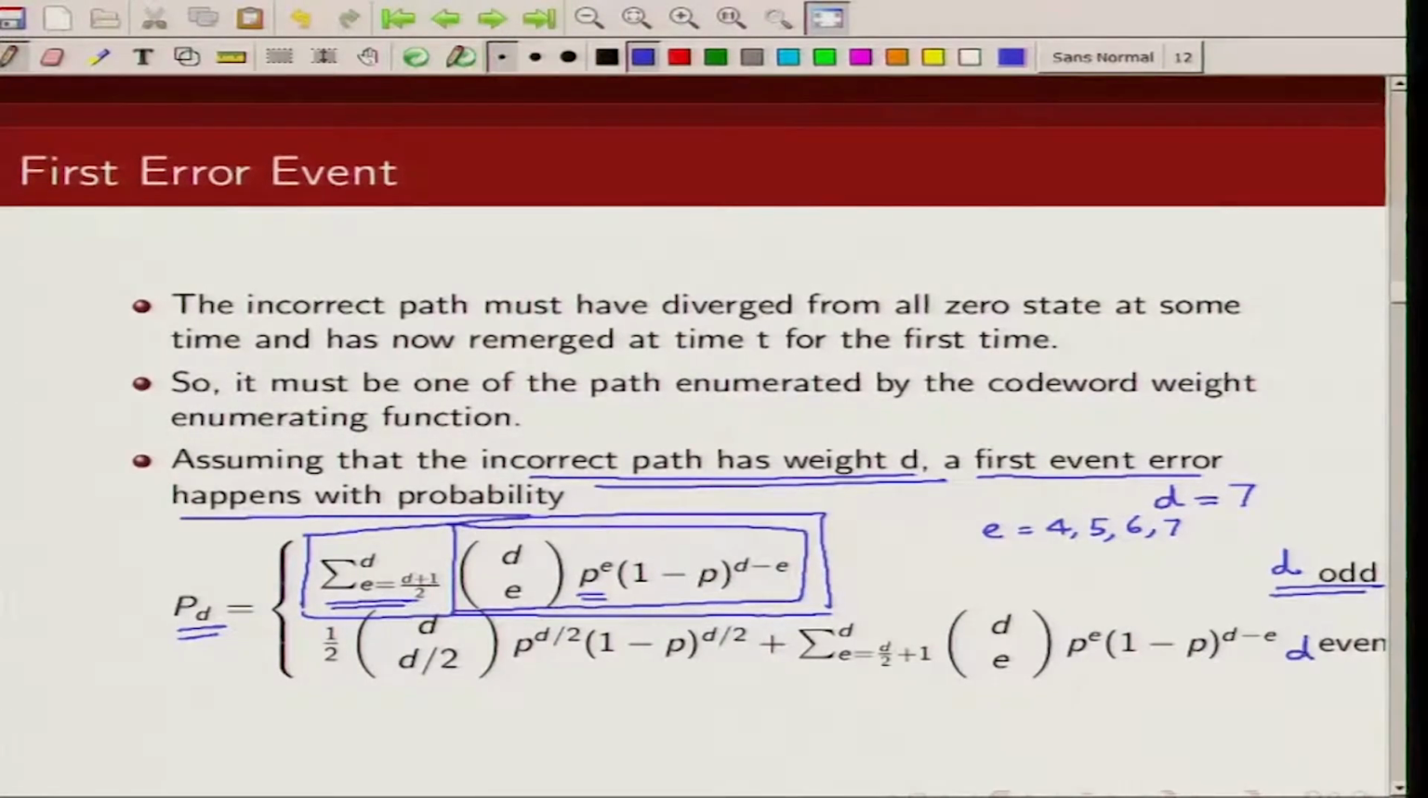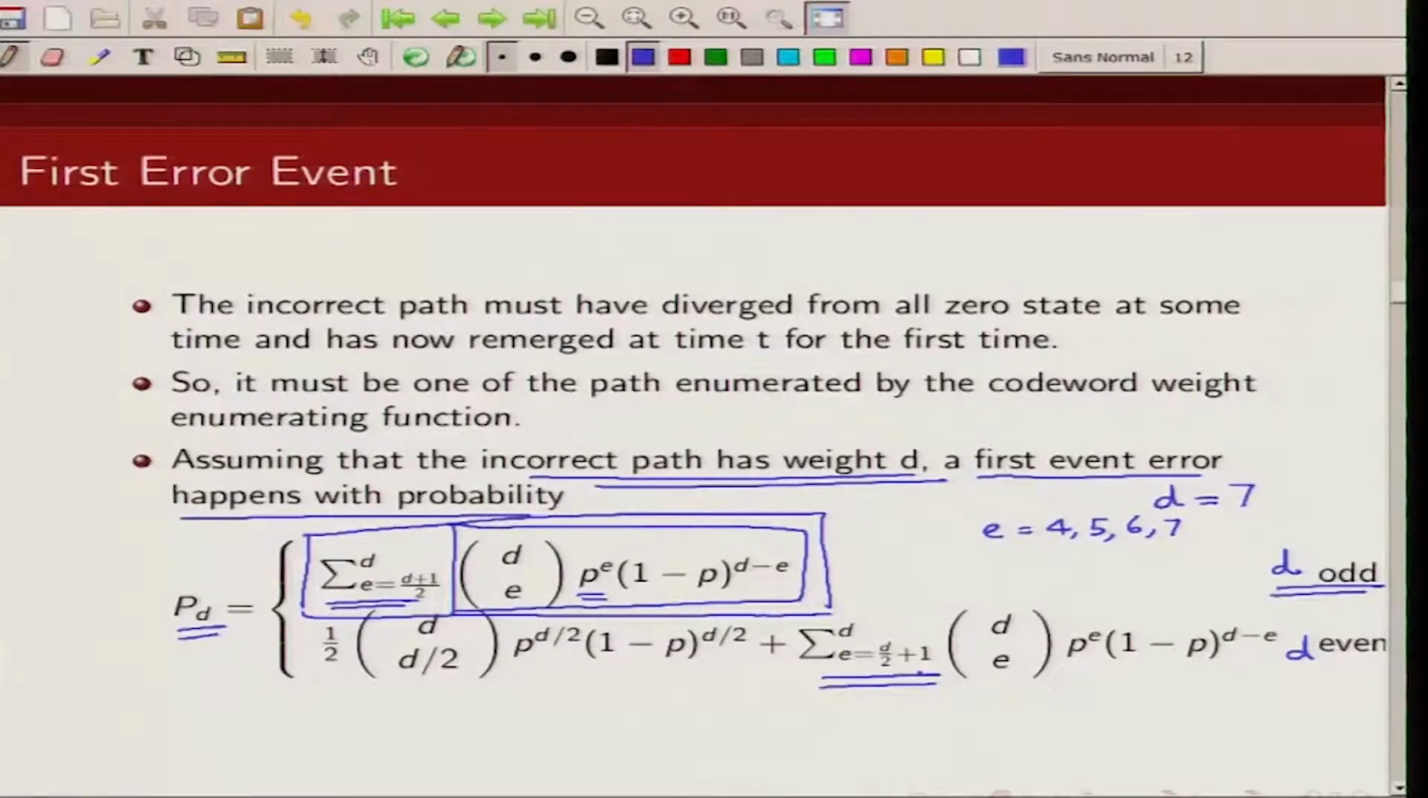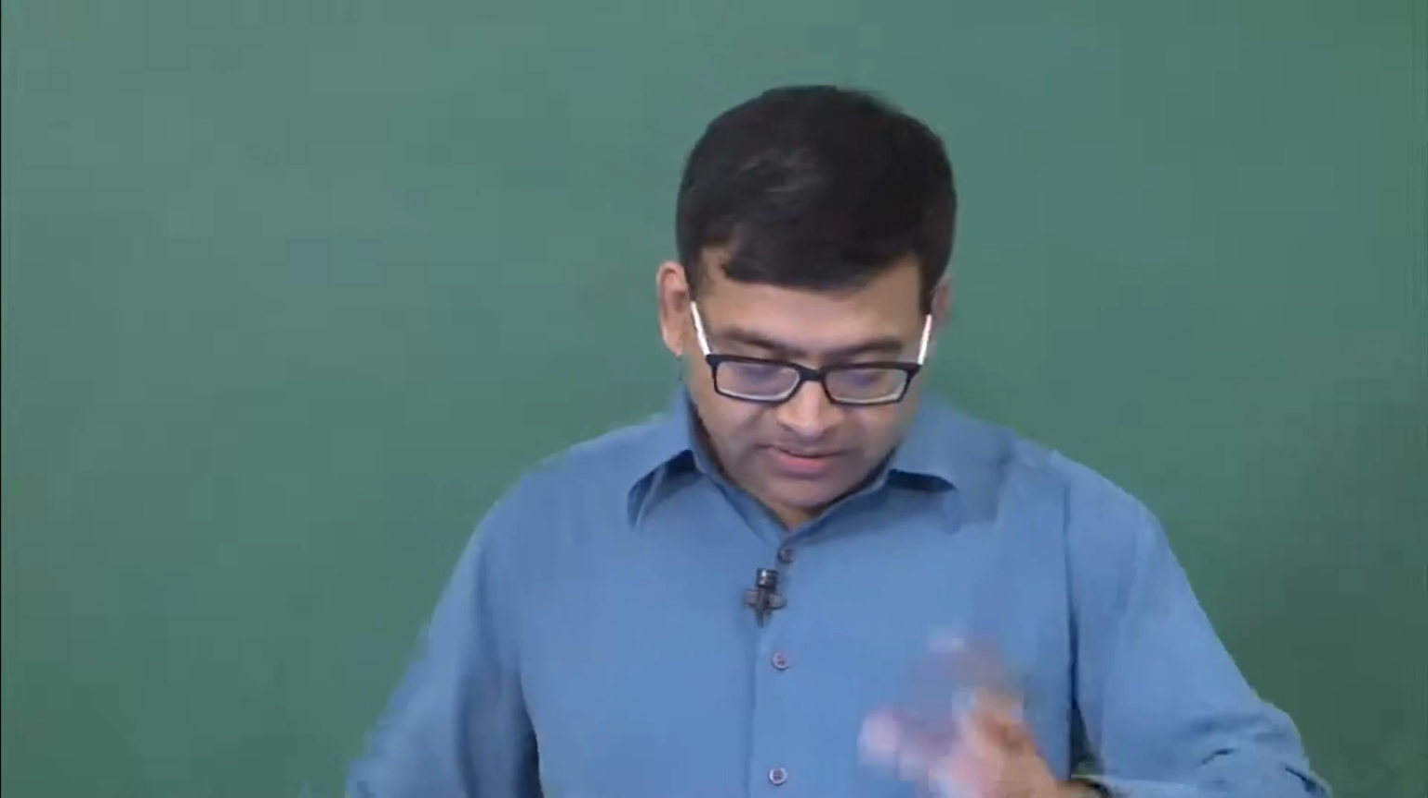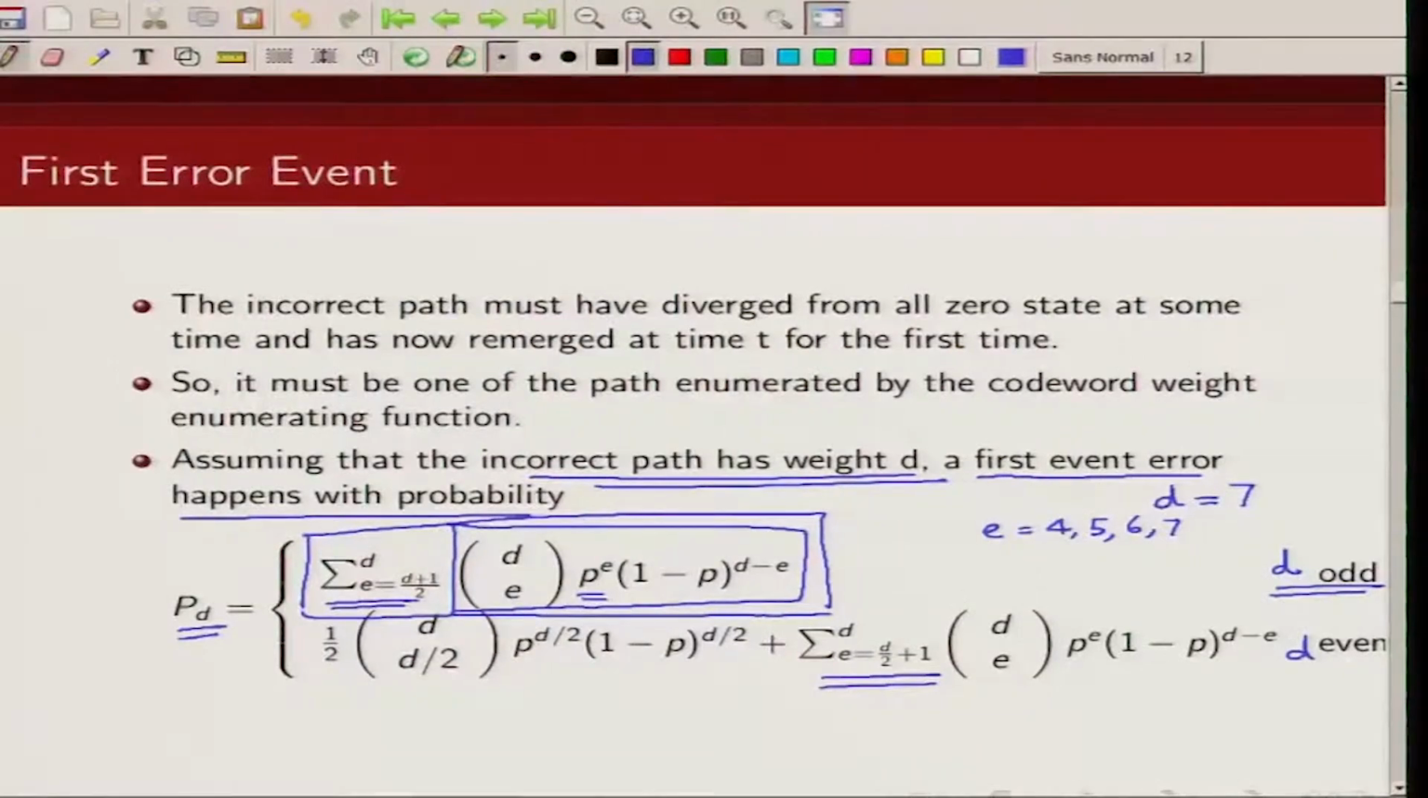What about when d is even? When d is even, for all error patterns from d by 2 plus 1 to d, you will decide in favor of the incorrect path, and whenever the error weight is d by 2, there is a 50-50 chance, because there is a tie in the metric. So, you can just flip a coin and choose either of the paths, and that is why for d by 2 I have written here half times this probability, plus all error patterns of weight more than d by 2.